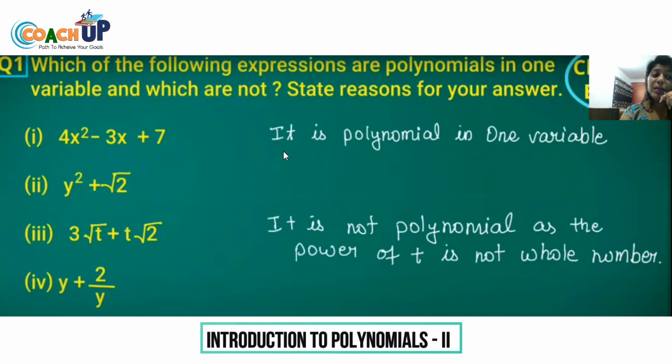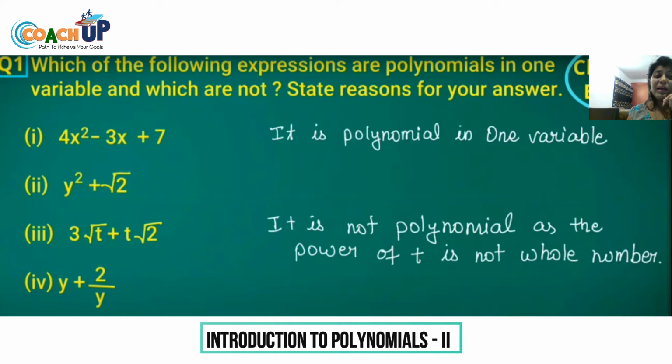The second one, x y square plus root 2. Y is having a power of 2, which is again a polynomial in one variable. One variable means that there should be one variable, not 2, 3, 4. The third part, 3 root t square plus t root t 2.